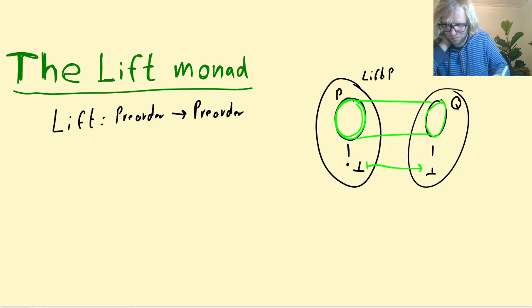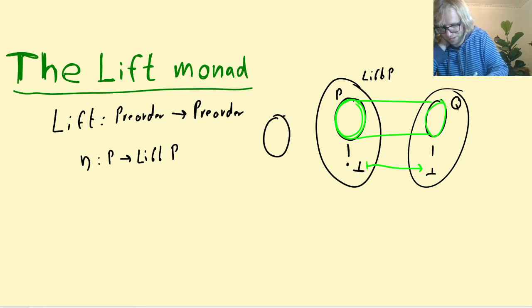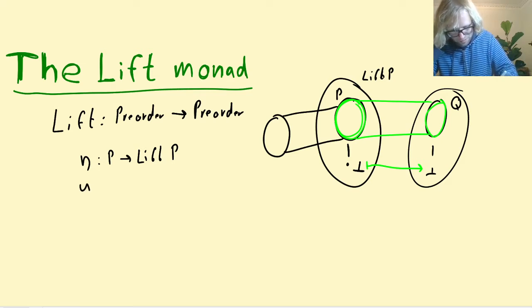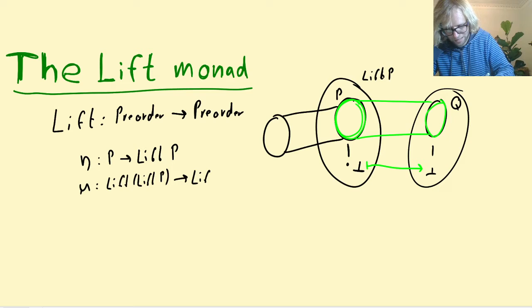So what does it mean for it to be a monad? It means that we should have an eta, which goes from P to lift of P, right? But there is an obvious way to include P into this. We just send everything up here, and it's going to be order preserving, because we keep the order up here, right? And okay, so we have an eta, and we also need to have a mu, which goes from the lift of lift of P down to the lift of P.